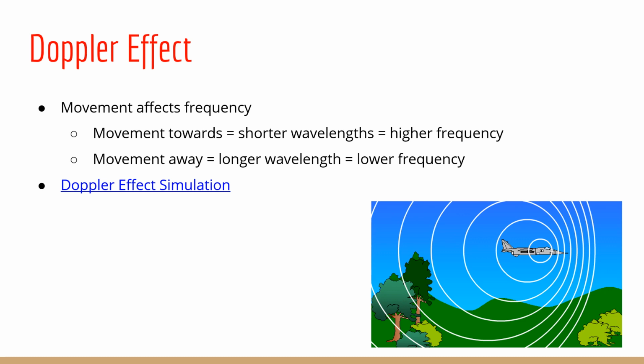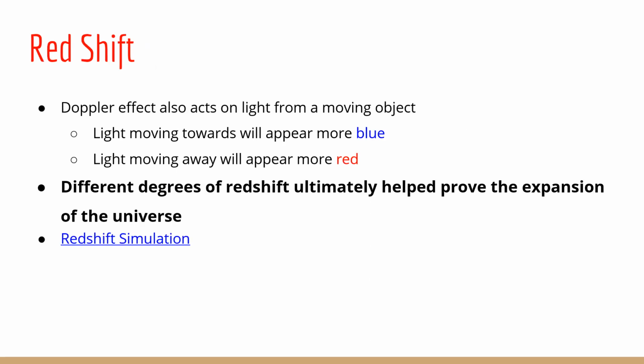And astronomers use the Doppler effect for all kinds of different things. Let's talk about redshift. Redshift is one of the most important concepts in modern day astronomy, and it uses the Doppler effect. So basically, it says that the Doppler effect also acts on light from a moving object. Light moving towards the observer will appear more blue because bluer light has higher frequencies, and light moving away from the observer will appear more red, again because red light has lower frequencies. The different degrees of redshift ultimately help prove the expansion of the universe.